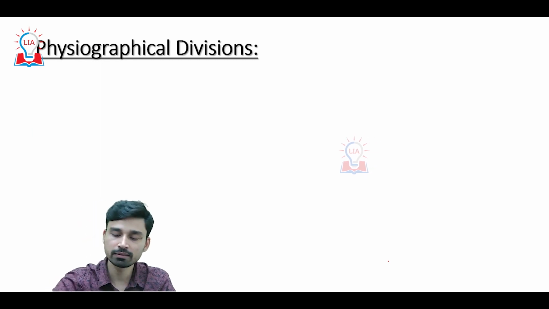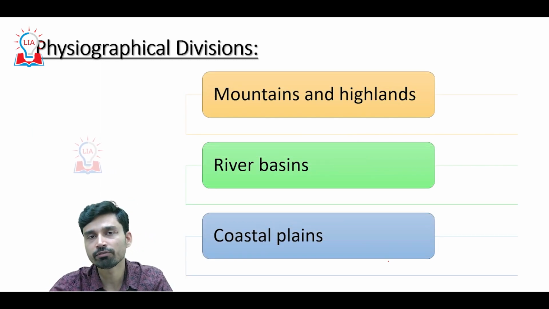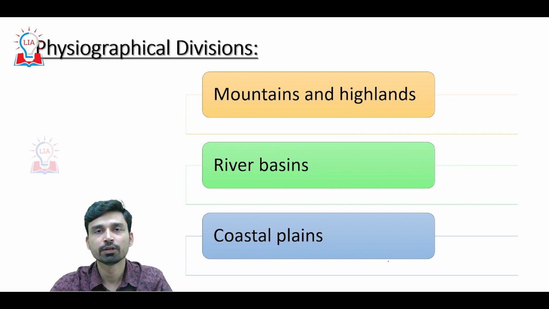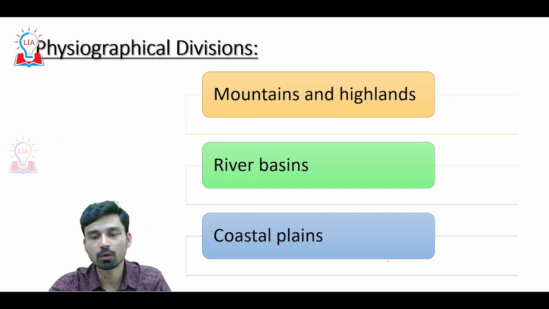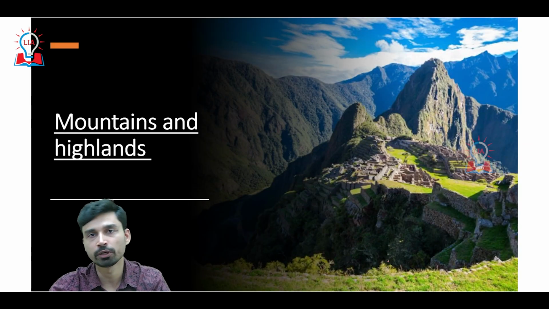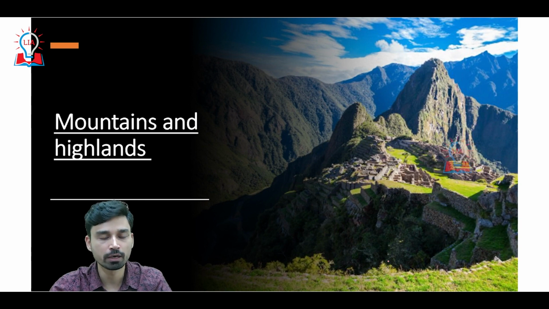Now, if you want to divide South America into different geographical divisions, geographers have classified it into three different regions. First, what we can consider as the mountains and the highlands area, that includes plateaus. Second, we have the river basins. And third, what we can characterize is the coastal plains that have been carved by the rivers flowing to the eastern and western parts of the continent.